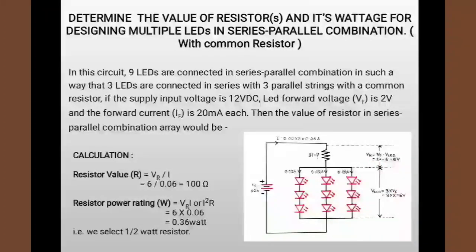Now to calculate the value of the common resistor for this series parallel combination circuit, we use the formula R equals VR divided by I. So we get 100 ohm. Now the power rating of this resistor would be W equals VR times I, or I squared times R. So we get 0.36 watt. Then we can select a half watt resistor for this combination circuit. There is another way to connect a separate resistor with each parallel string of this series parallel combination array.